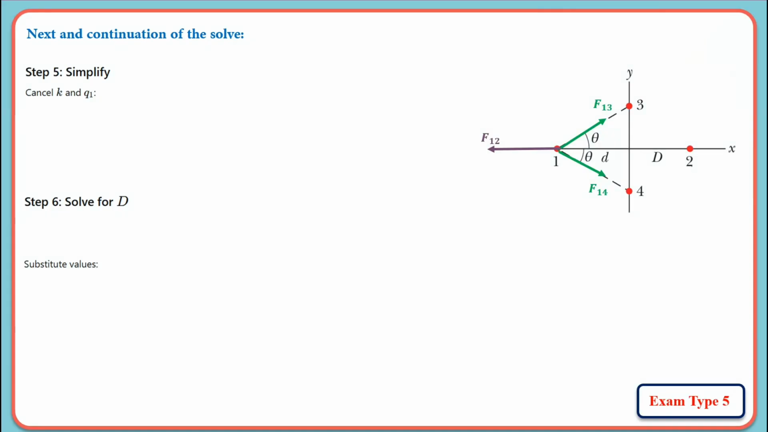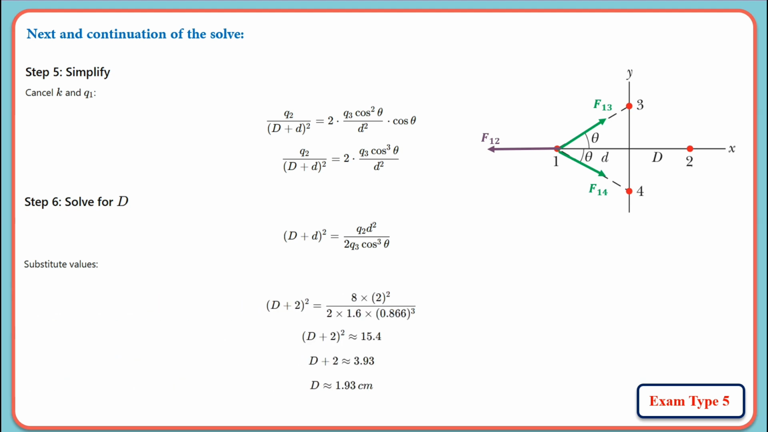Now let's simplify the equation and solve for d. We cancel the common terms, including k and q1. Then we rearrange the equation to isolate d plus d squared. After substituting the numerical values, we solve the equation step by step. Finally, we get d approximately equal to 1.93 centimeters. And that's our final answer.